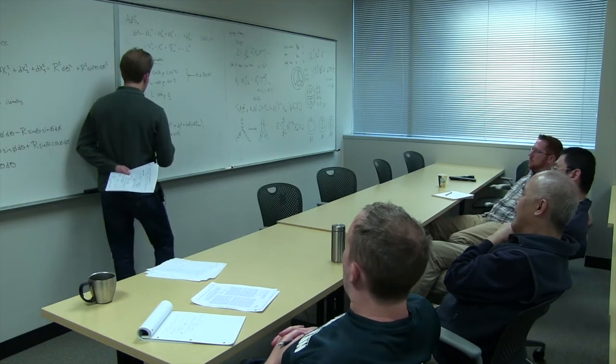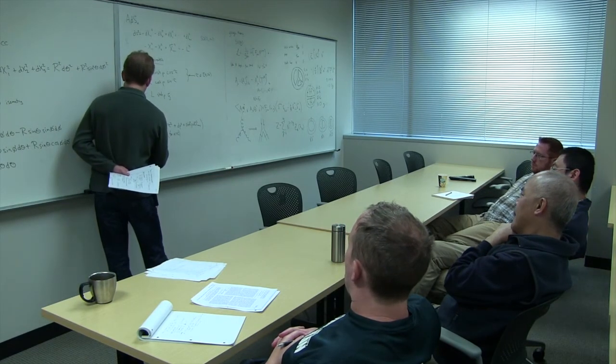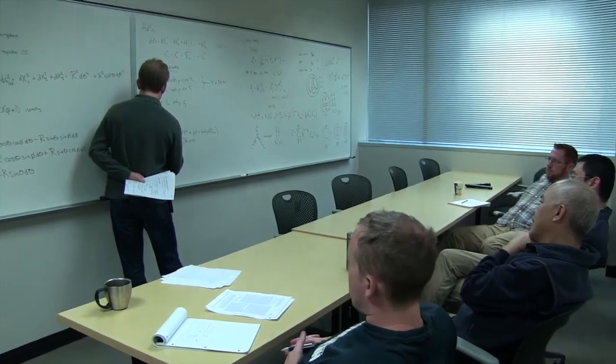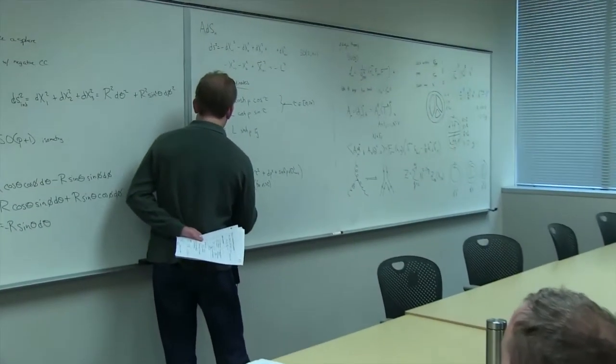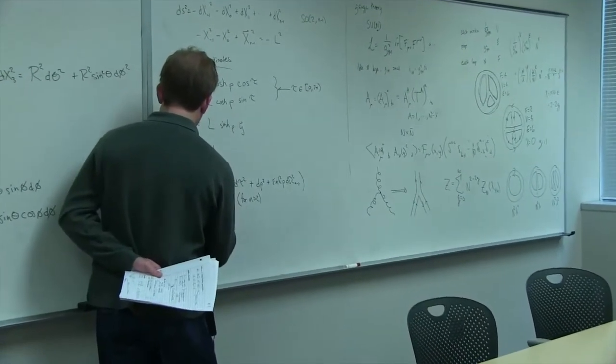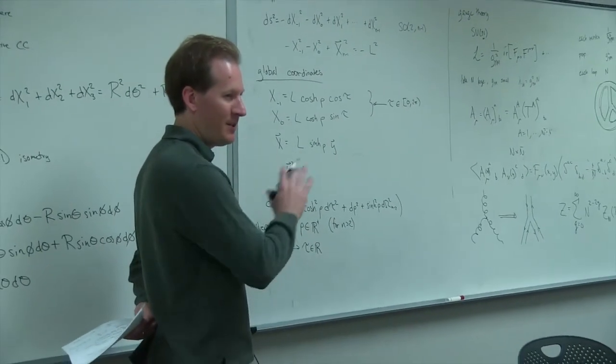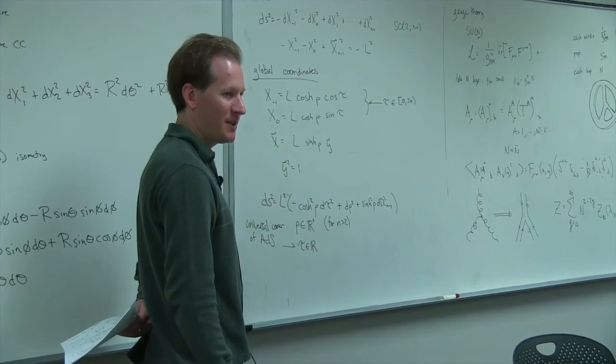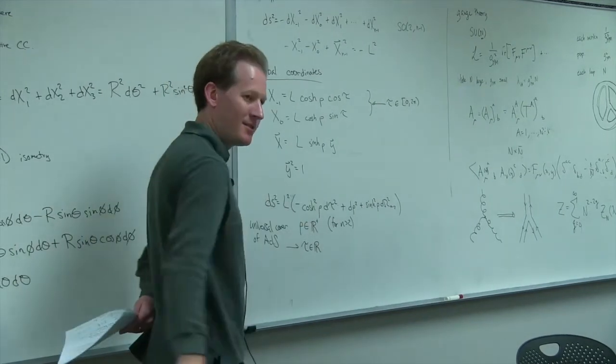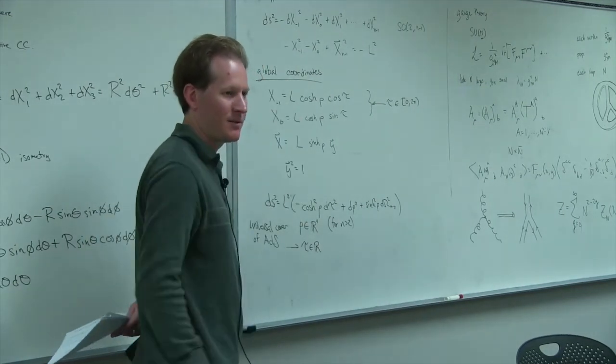Technically, this is called the universal cover of ADS. However, when any physicist says anti-de Sitter space, they mean this. They don't mean that with closed time-like curves.